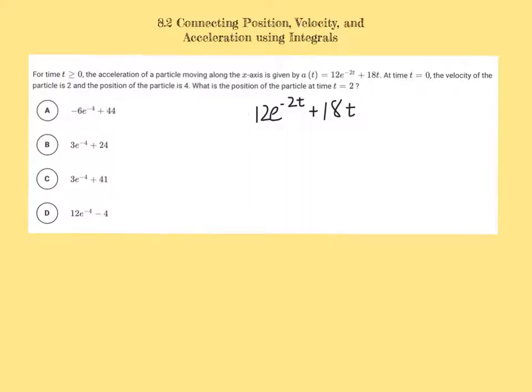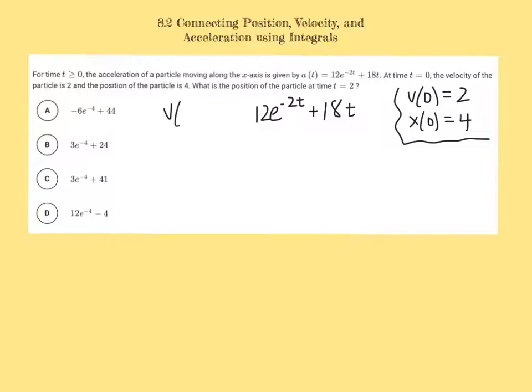We also know that at time t is 0, the velocity is 2. So we know that the velocity at time 0 is 2. We also know the position of the particle is 4. So I'm going to call position x. So we know that x at time 0 is 4. That's known info, and we'll use that.